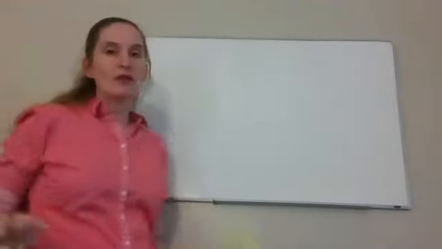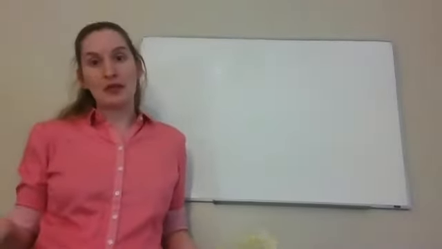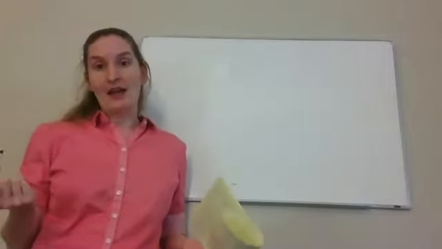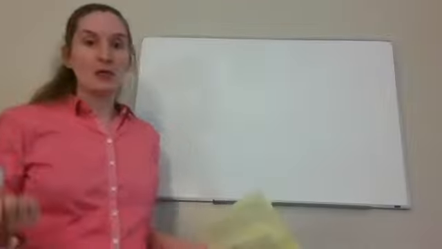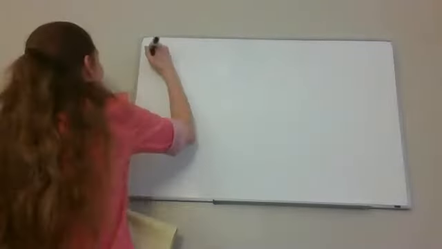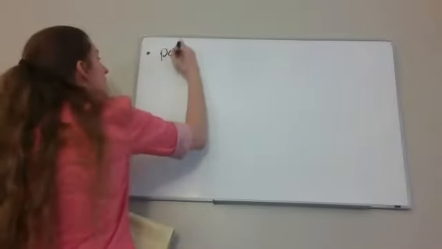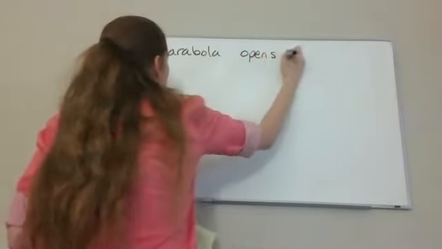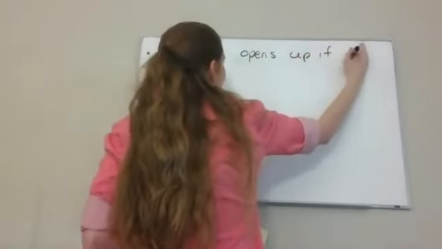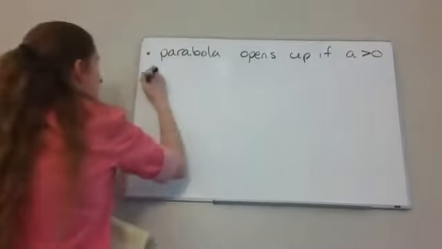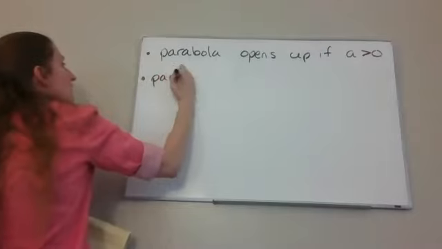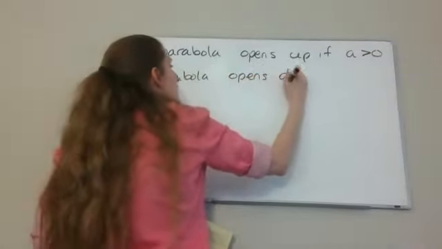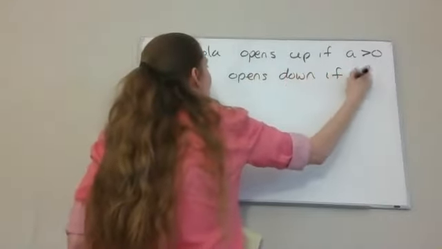Now, when you're graphing one of these functions, you know you're going to get a parabola. And the parabola is going to open upward if a is bigger than 0 and open downward if a is less than 0. So our parabola opens up if a is bigger than 0. And it opens down if a is less than 0.